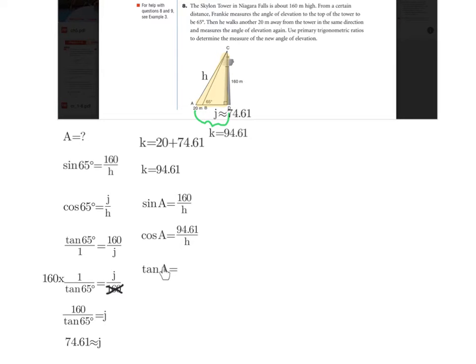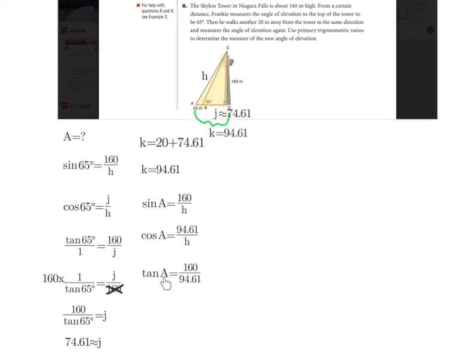Tan of A is opposite, 160, over adjacent, K. I do know what K is. K is 94.61 approximately. Okay, now I have only one variable here.